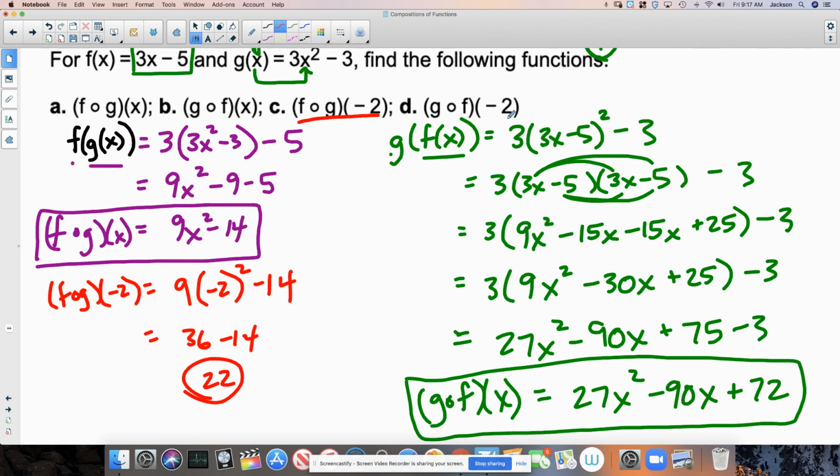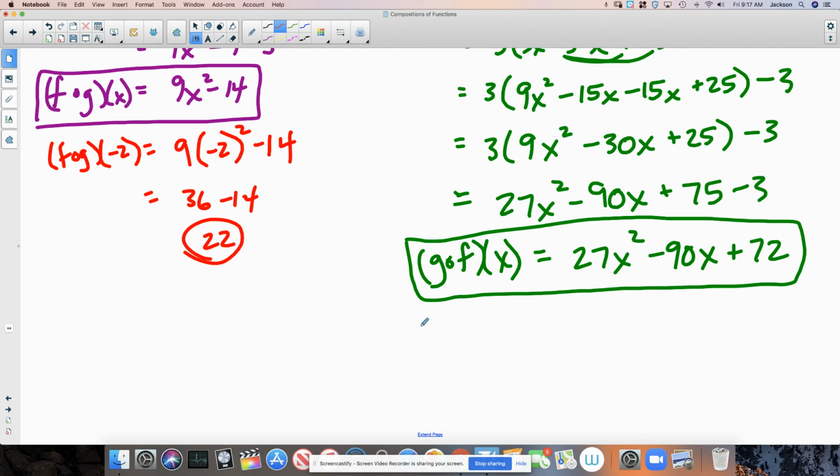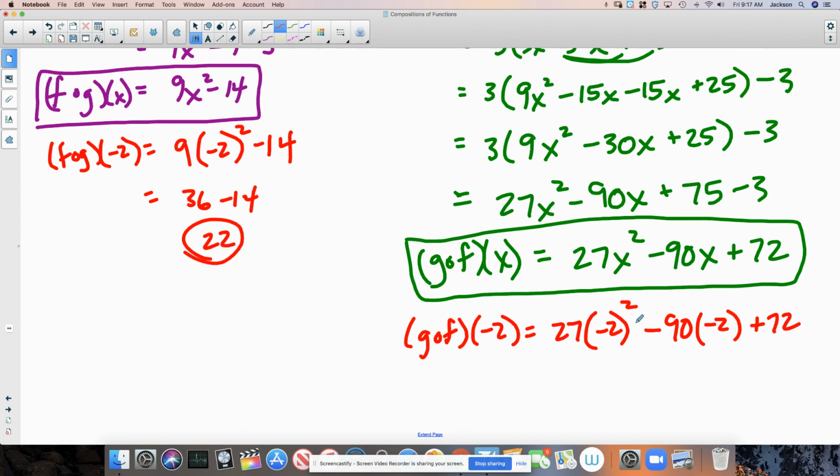G of f of -2. Again, we already did the hard stuff. So take the -2 and plug it in here. Let's see if Mr. Jackson's mental math skills are any good. -2 squared is 4. 4 times 27 is 108. That sounds about right. Minus 90 times -2 becomes a positive 180, plus 72. So I believe this is 360 for the value here.